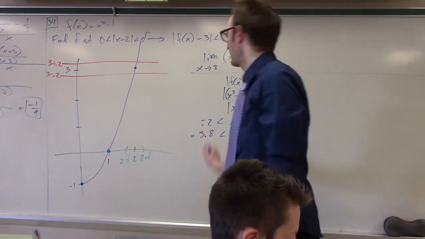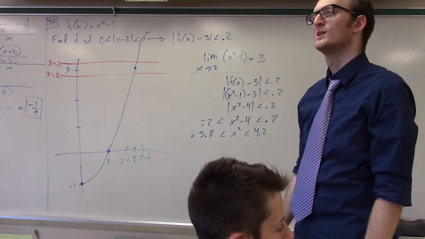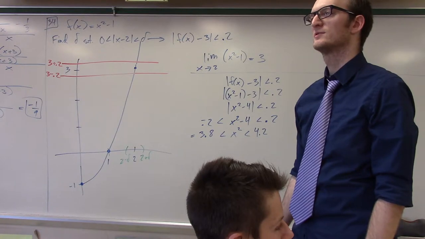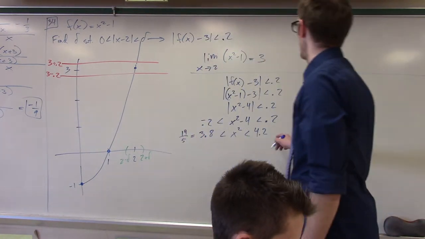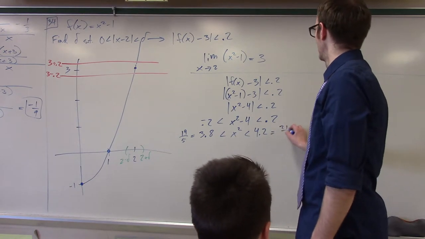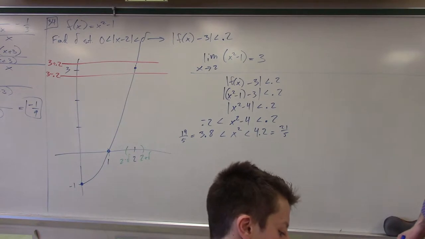What is 3.8? It's like 19 fifths? Is that right? Maybe it'll be helpful though. And 4.2 is like 21 fifths, right? No. Decimals are just ugly. I don't know, we'll see. I can be flexible. Now what?